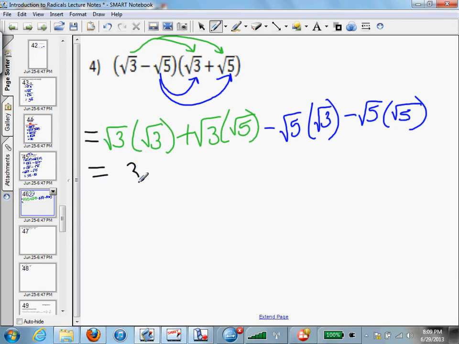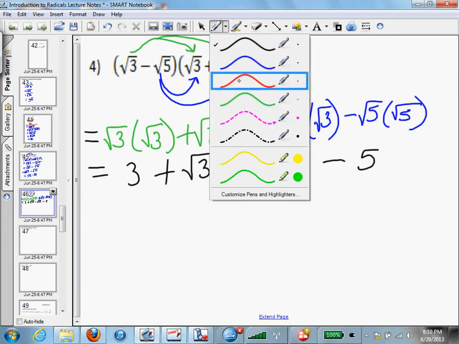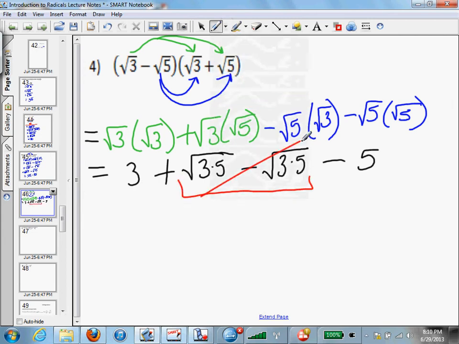So radical 3 times radical 3 will just leave you with, our rule tells us, 3. Okay, now we can simplify this portion right here of radical 3 times 5 minus, and we simplify this piece right here, we're going to have, again, a negative radical 3 times 5. And then using our rule for this last piece, radical 5 times radical 5, that's just going to leave us with 5. If you look at this middle term right here, these will cancel out, giving you 0, or just leaving you with the answer 3 minus 5, leaving you with the answer of just negative 2.